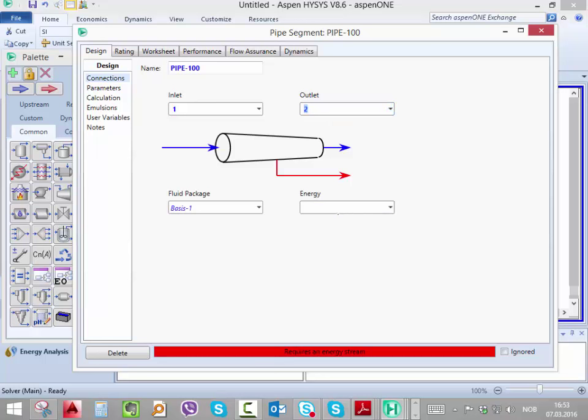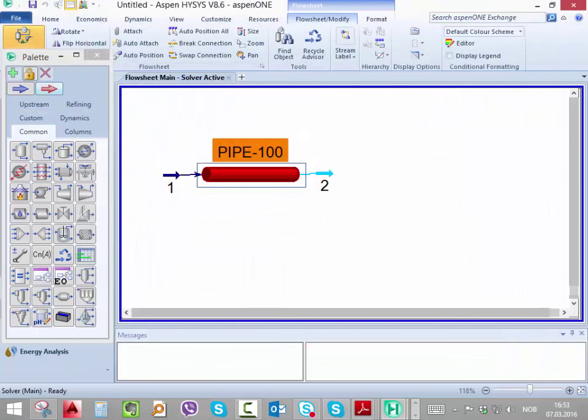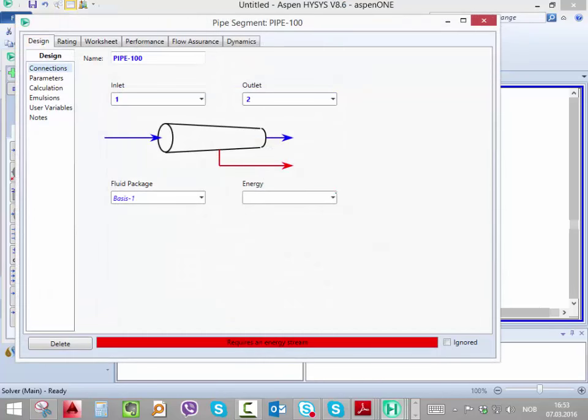But it also needs an energy component. And that really is representing how much energy loss is being dropped or how much energy is being transferred to the environment along the pipe, okay? And we don't have that stream. So if you click here very, very carefully, you will see that you have material stream and you have energy stream. So that's what the pipe needs to run. So I'm going to connect this Q10 to the pipe.